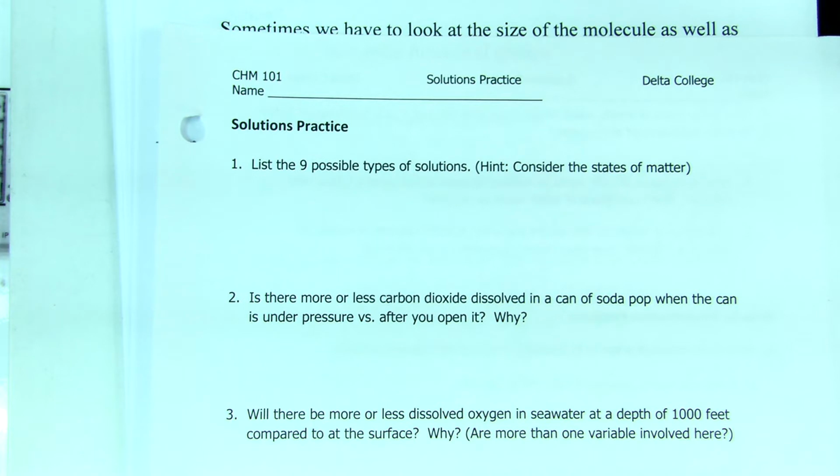You have 3 phases of matter: gas, liquid, and solid. So what kinds of solutions can we have? Gas in gas, gas in liquid, gas in solid, right? Solid in solid, solid in liquid, solid in gas, liquid in liquid, liquid in solid, liquid in gas, right? So those are the kinds of solutions we can have.